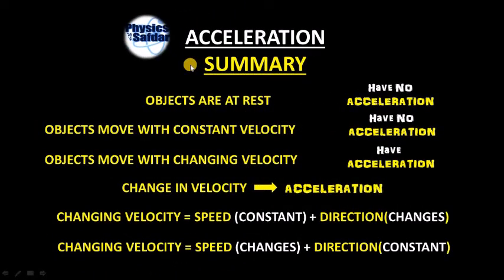At the end of the lesson, in the summary of acceleration, you need to remember these points. Number 1, if objects are at rest, they have no acceleration. Objects that move with constant velocity have no acceleration. Objects that move with changing velocity have acceleration. Change in velocity produces acceleration. Velocity changes when speed is constant and direction changes. You will also find change in velocity when speed changes but direction is constant.